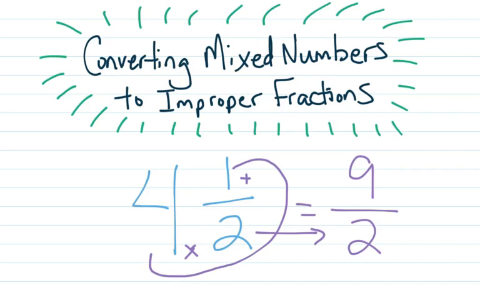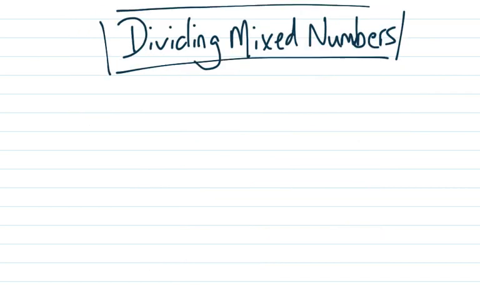So the backward C, you do the whole number times the denominator, 4 times 2, then add the numerator to it. Multiply and then add. That gets you your numerator portion, then your denominator stays the same. So let's do one example of dividing with mixed numbers, because that's going to bring multiplication in as well, because we got to keep, change, flip.